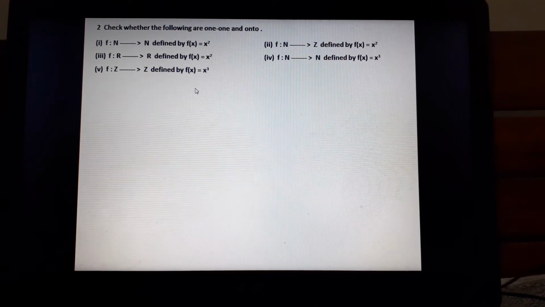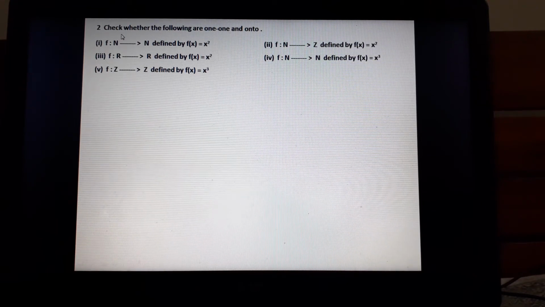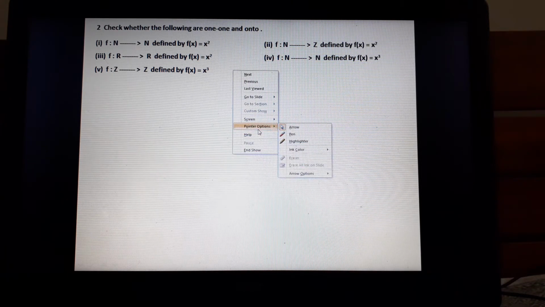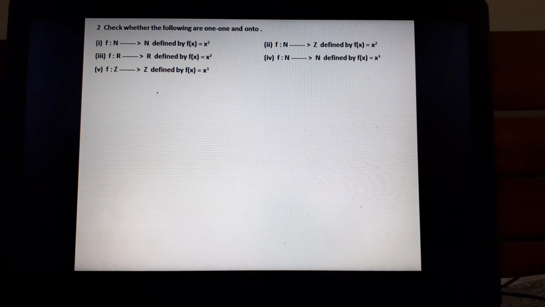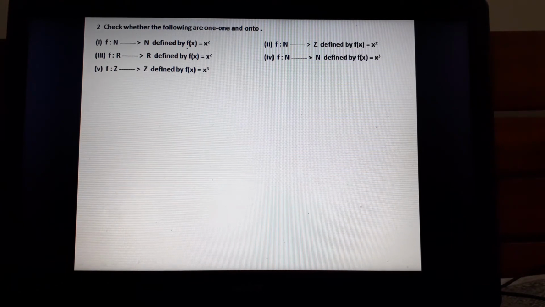Question number 2. There are 4 questions actually. Check whether the following are 1-1 and onto. It is just checking. There is a difference. Prove means you have to prove in general. Check means it is sufficient if you say 1-1 or onto. Determine this. See, N to N defined by x square.